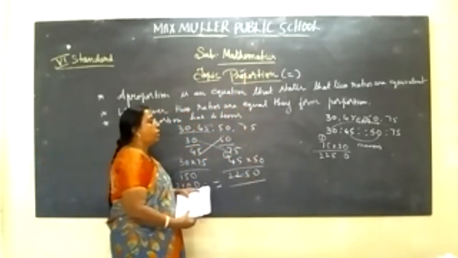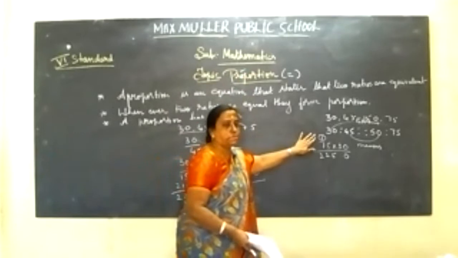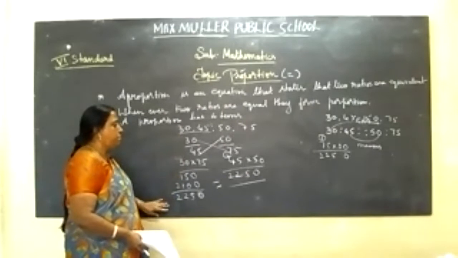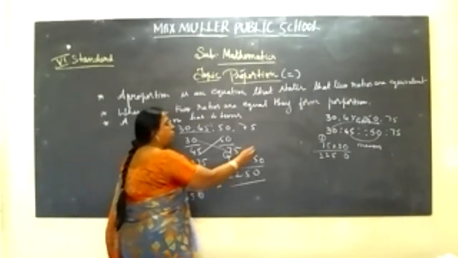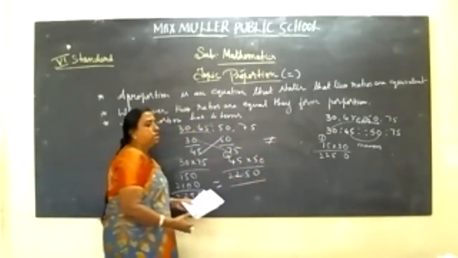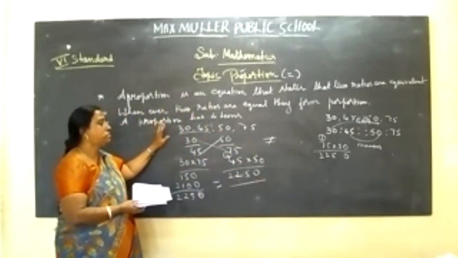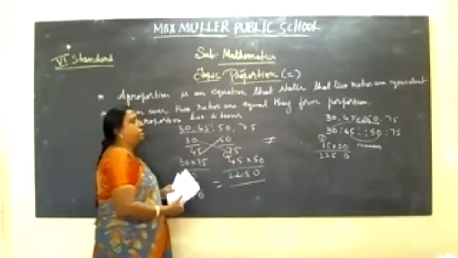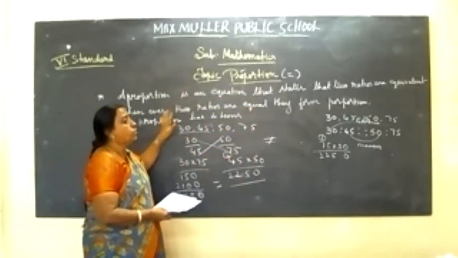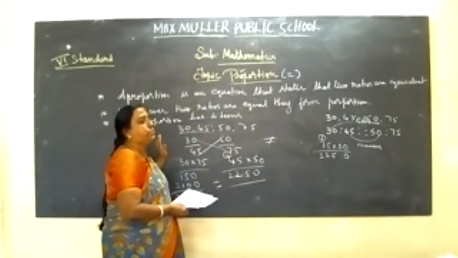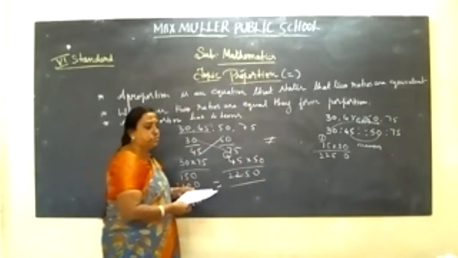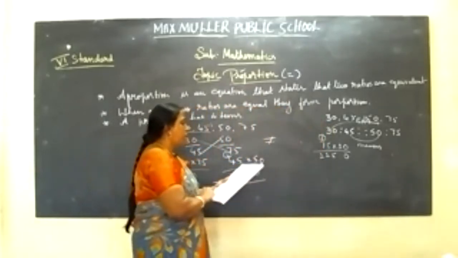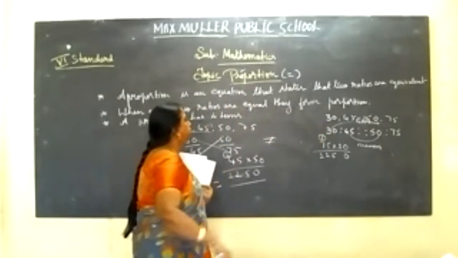The first method is what? Find the product of extremes and means. The second method is what? Cross product. If cross products are equal, they are in proportion. If cross products are not equal, they are not in proportion. We'll do exercise questions, then you can understand. What you should remember: proportion is what? When two ratios are equal, they are in proportion. If the product of extremes is equal to the product of means, they are in proportion. You should keep those two points in your mind. Now we'll go to exercise questions. Then you can understand clearly. First one.